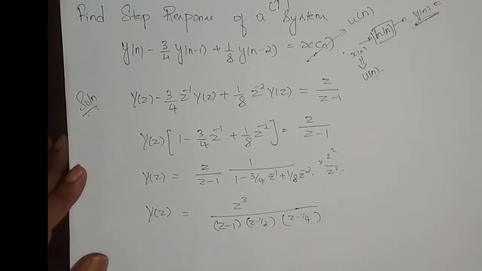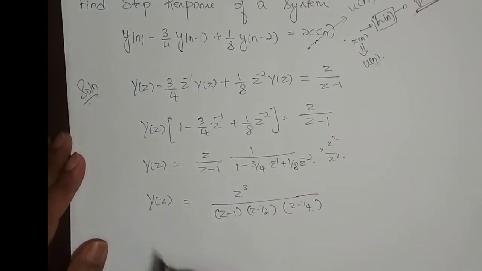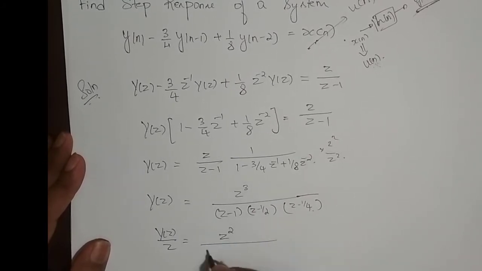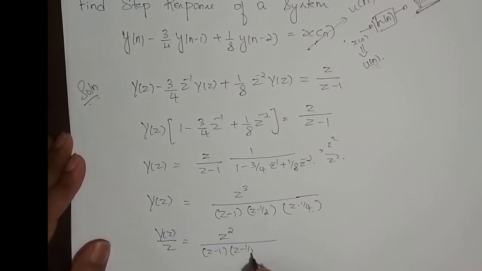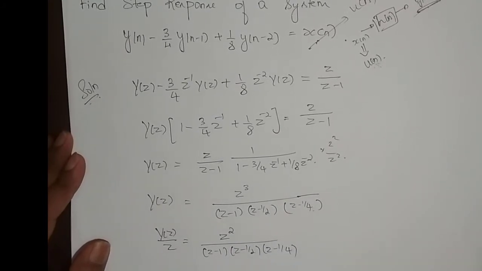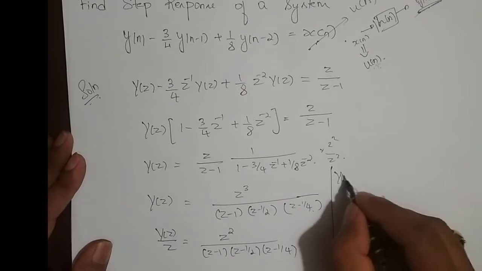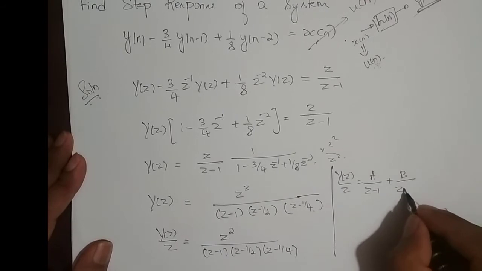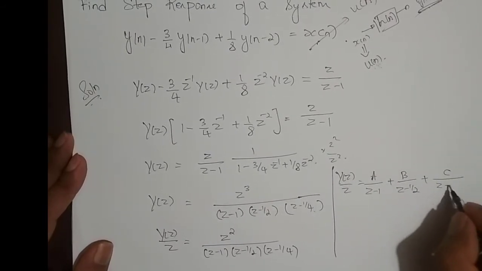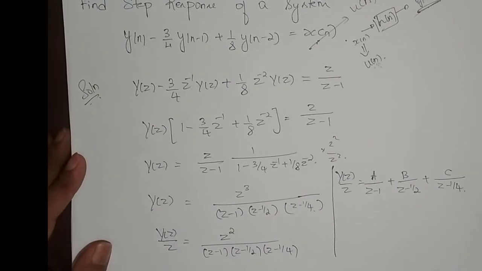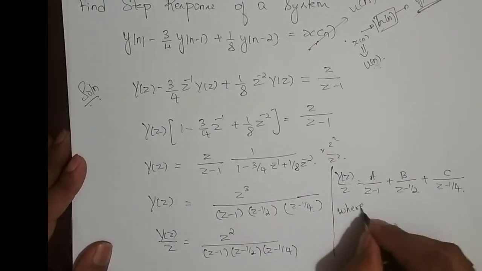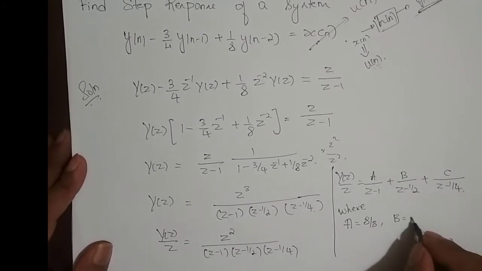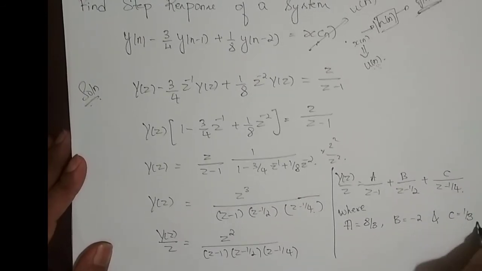Okay. So what's the next step? I need to perform partial fraction expansion. Before that I have to bring it into the form of Y of z by z, which is equal to z square divided by z minus 1 into z minus 1 by 2 into z minus 1 by 4. Now Y of z by z is equal to A divided by z minus 1 plus B divided by z minus 1 by 2 plus C divided by z minus 1 by 4. I'm not solving for A, B, C, I'll directly give you the result. A is 8 by 3, B is minus 2 and C is 1 by 3.